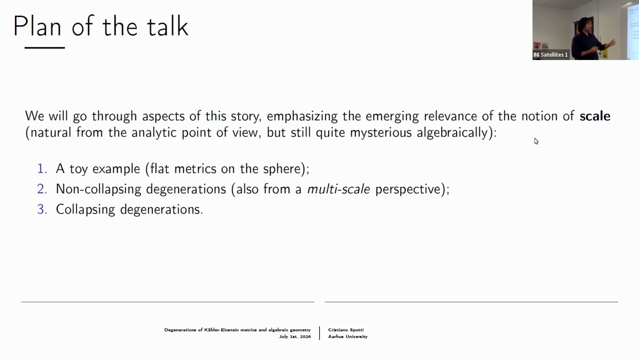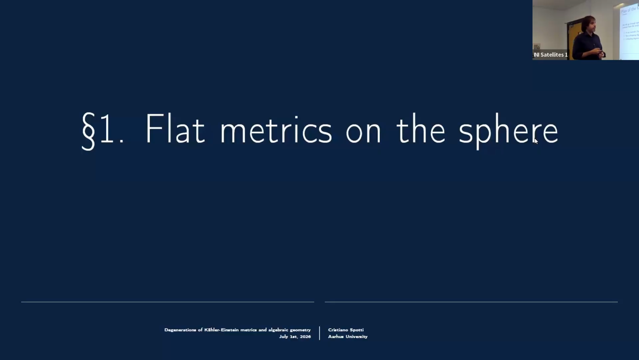Then I will move to a more general scenario, keeping in mind an important difference from the metric point of view: namely, when the metrics degenerate but don't go to some lower dimensional space, roughly speaking, the non-collapsing situation, or when we can actually go to some lower dimensional space, the collapsing situation, where the link with algebraic geometry is more subtle because of the disappearance of lower dimensional spaces.